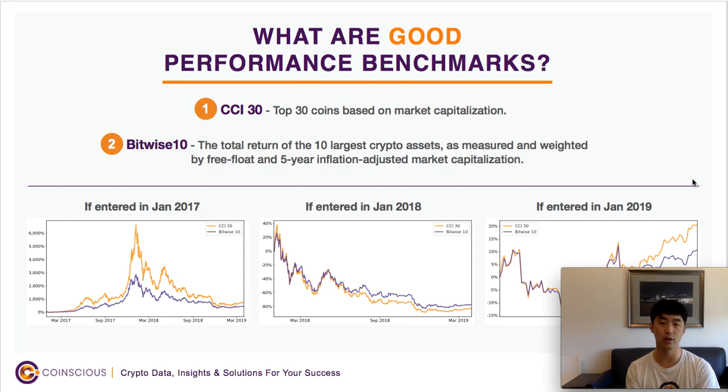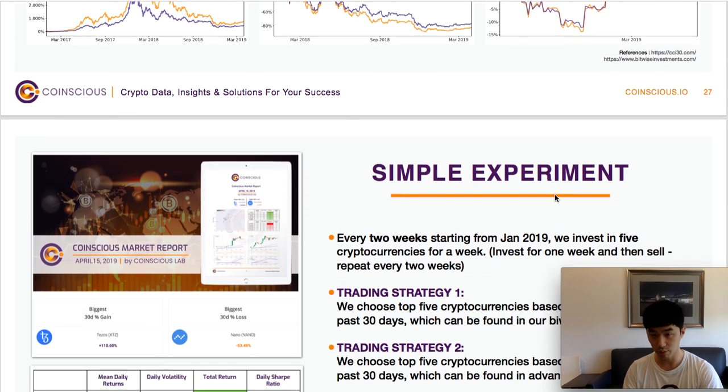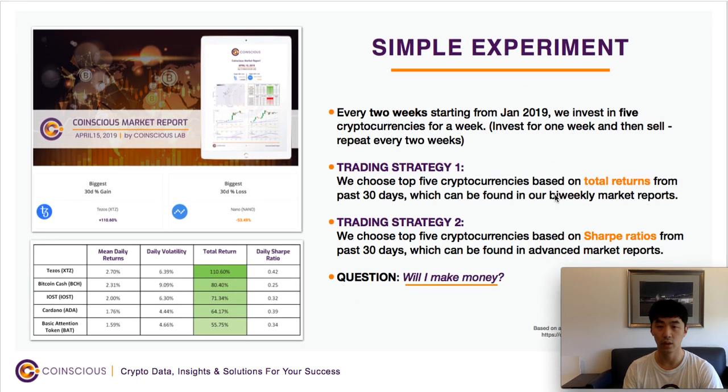Now, given that we have this good intuition about these benchmarks and returns, let's do a simple experiment where for every 2 weeks, say starting from January 2019, we invest in 5 cryptocurrencies for a week. This means that we invest in 5 coins for 1 week and then sell after 1 week. And then we're going to repeat this every 2 weeks.